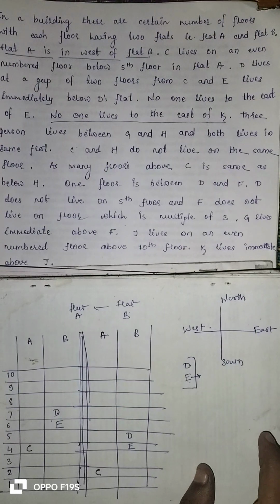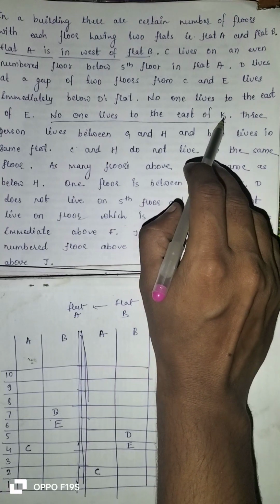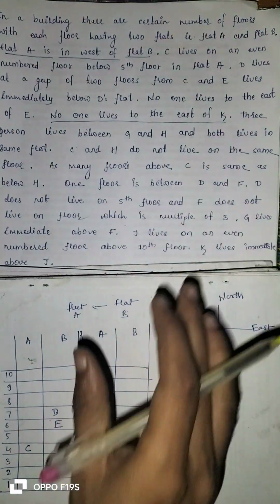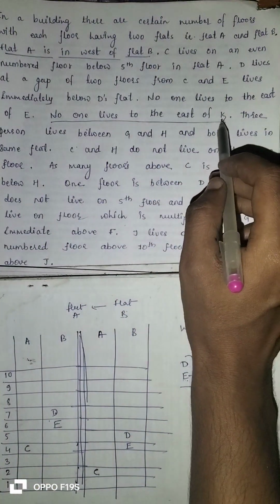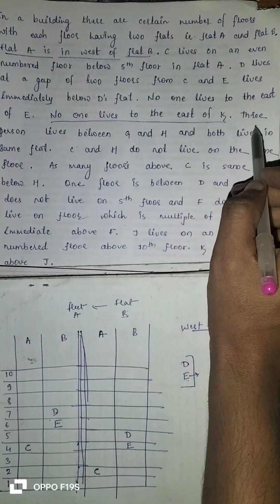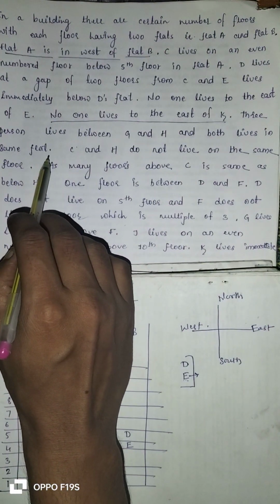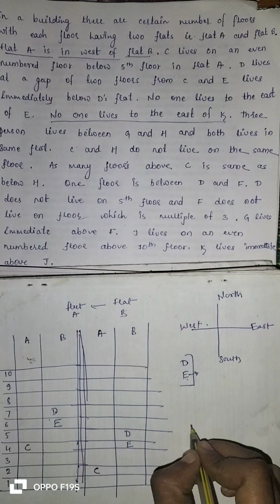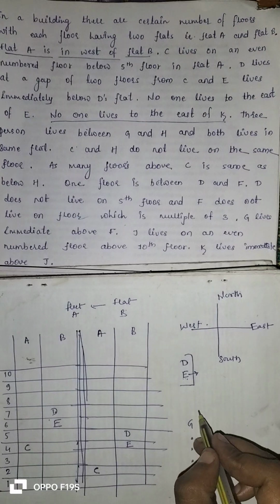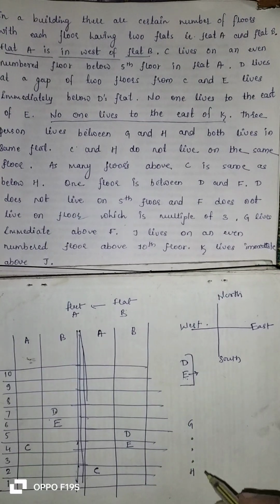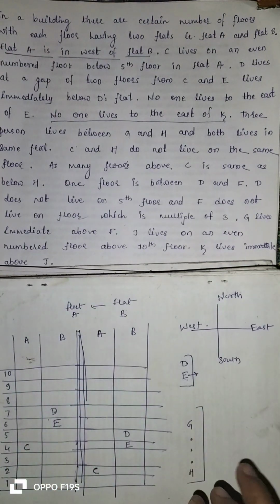3 persons live between G and H. No one lives to the east of K. See, the data for K is not sufficient to mark K's position here, so we will consider this data later on. Three persons live between G and H, and both are living in the same flat. That is okay, but whether G is living above H or below H is not fixed, and for that reason I'm not taking this data at this moment. We will see it later on.